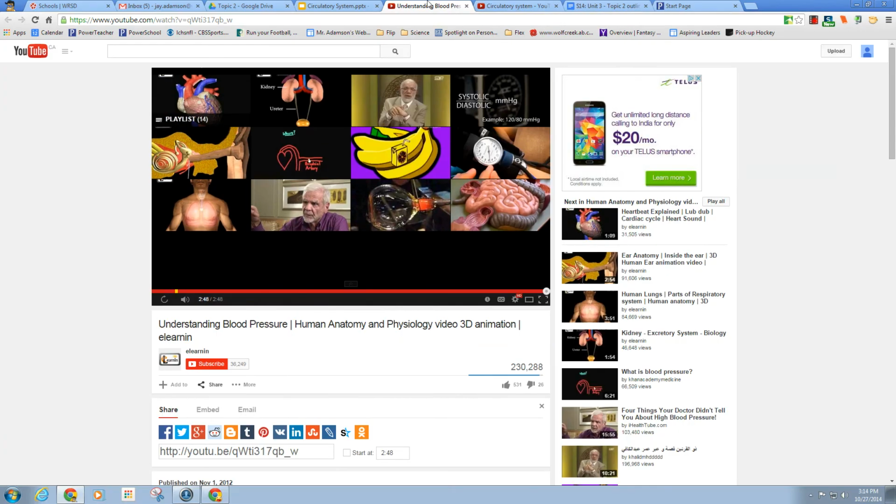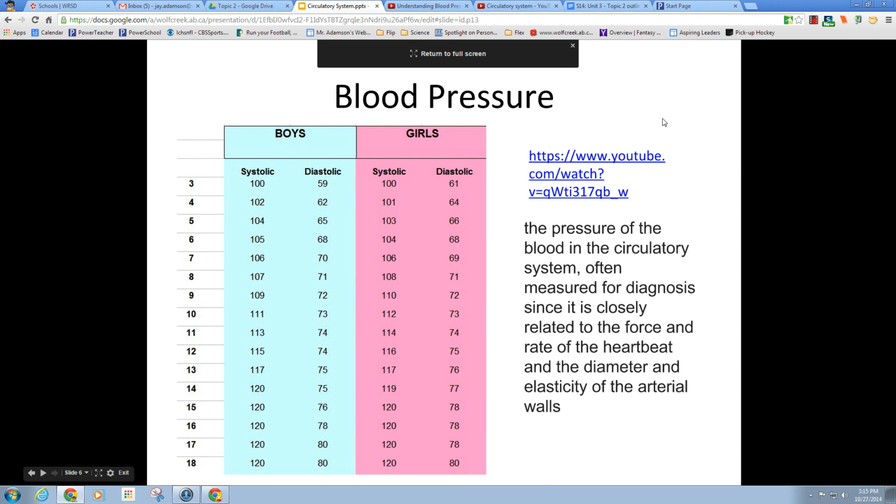Alrighty, so there is a little bit about the circulatory system, the process of blood flowing through your body, and how blood pressure works, how it's managed, what it means, and how you can all reduce it.